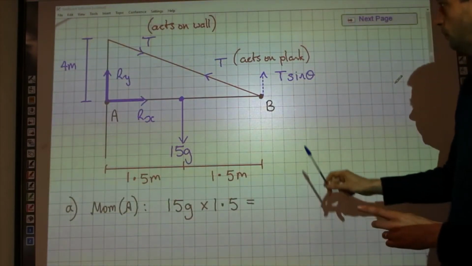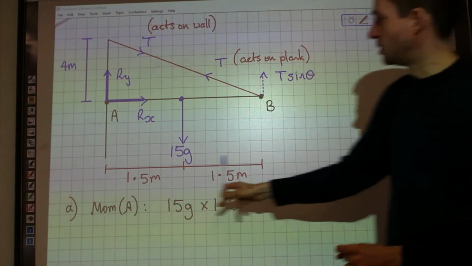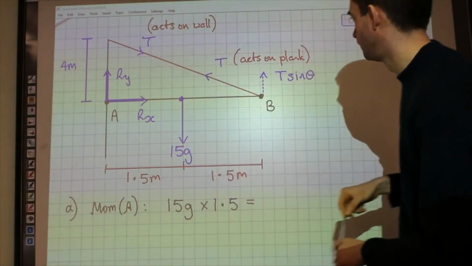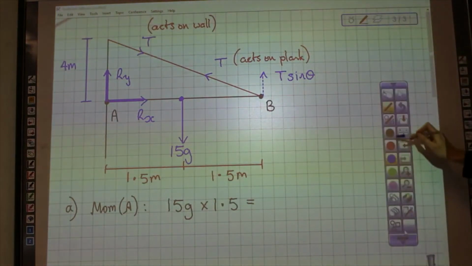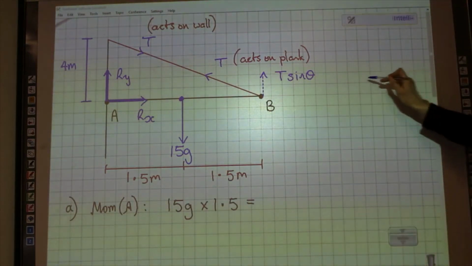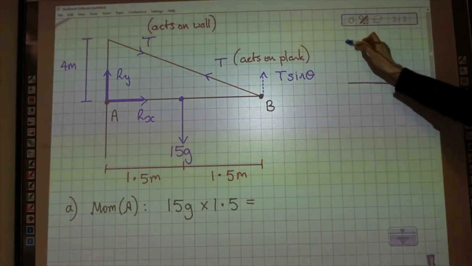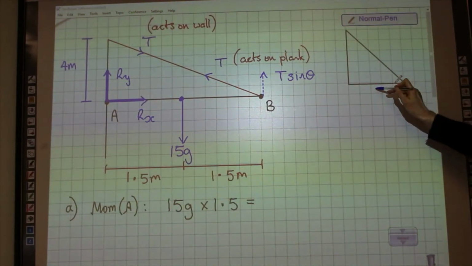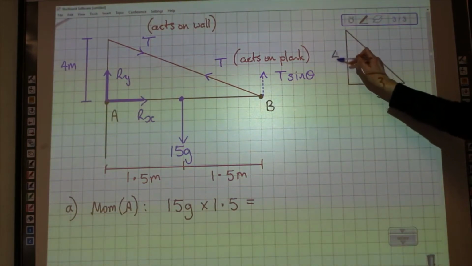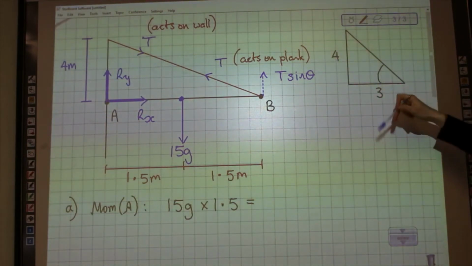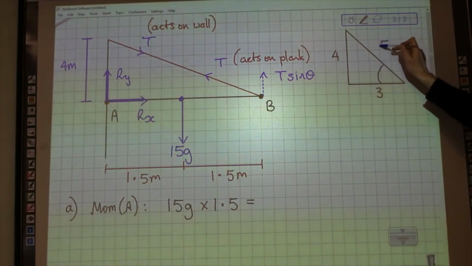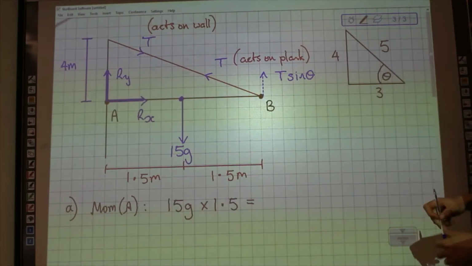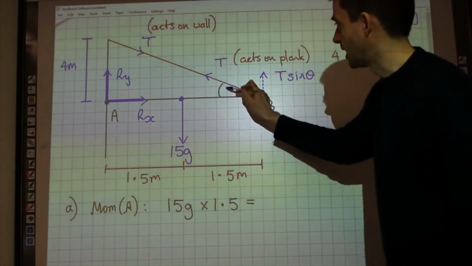Now, let's just consider this here. This is a 3 meter length. I've been told that this length is 4 meters. So what I can do, and I'll draw this over here as a separate triangle, is this: if the length of the beam is 3 meters and the distance there is 4 meters, then I can calculate using Pythagoras that the length of the inextensible string must be 5. The reason I'm doing this is because I want to know things about this angle theta.